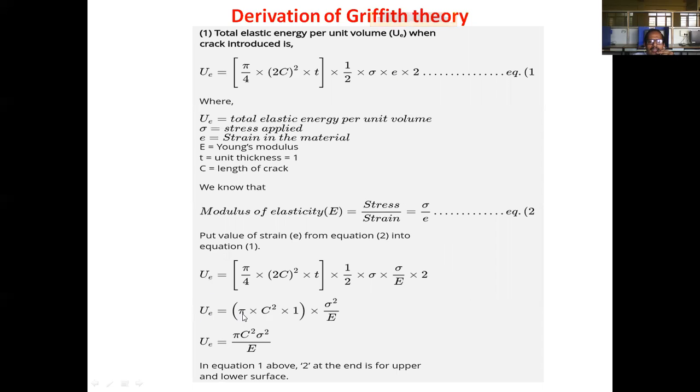What I will get is this 2 and 4 will get cancelled. So pi into c square, T is 1 unit thickness, into now this sigma square, 2 gets cancelled, divided by T. So this is the simplification. So in short, what I have is pi into c square into sigma square upon E.